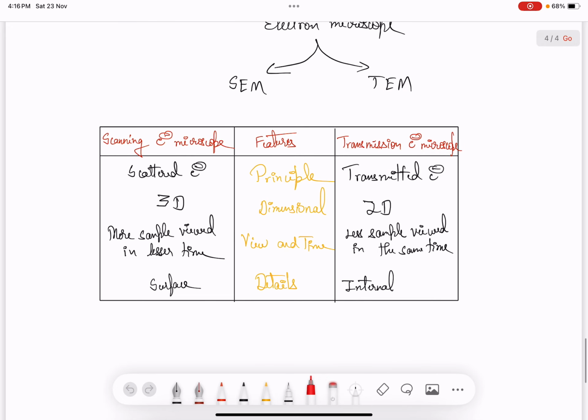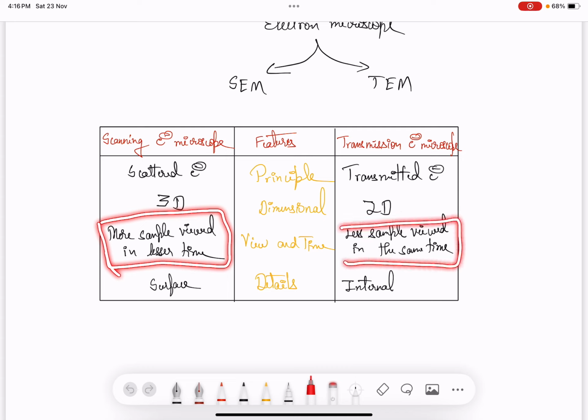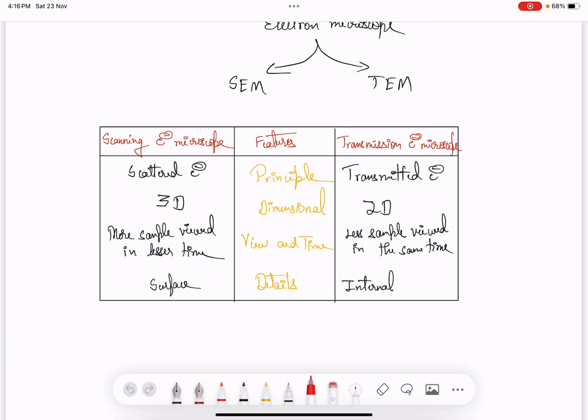Coming to the features of SEM and TEM. The principle is that in SEM the scattered electrons are used, and in TEM the transmitted electrons are used. So you will see the internal details in TEM and surface details in SEM. In SEM, more sample is viewed in less time, and in TEM less sample is viewed in the same time. Dimensionally, in SEM you get a 3D image, and in TEM you get a 2D image.